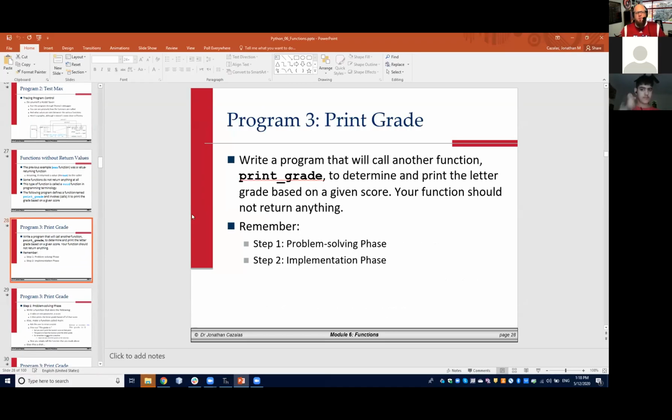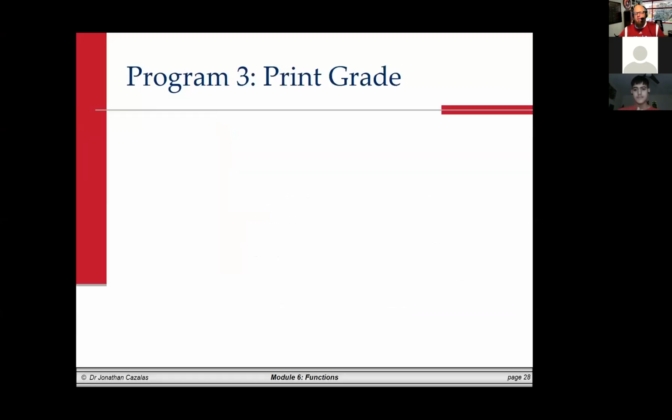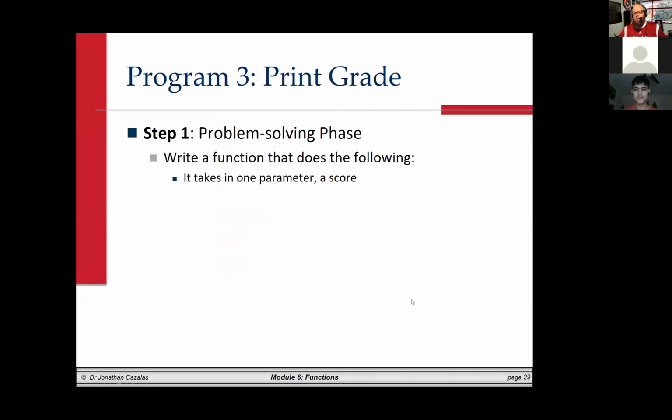So what I'd like you to try to do is write a program that will call another function, print grade, not return grade, just print grade, that will determine and then print the letter grade based on a given score, okay? So your function is not supposed to return anything. It's only supposed to print the actual grade, the letter grade, based on the given score that you're going to send to the function. So for clarity, you're going to write a function that's going to expect one parameter. So it's going to have one formal parameter.